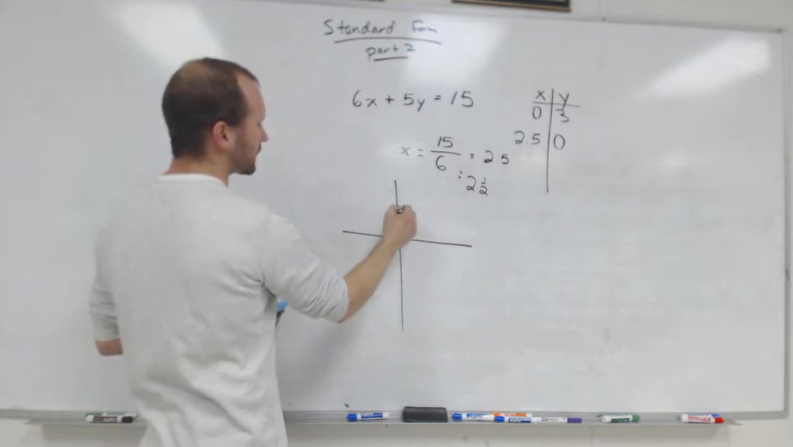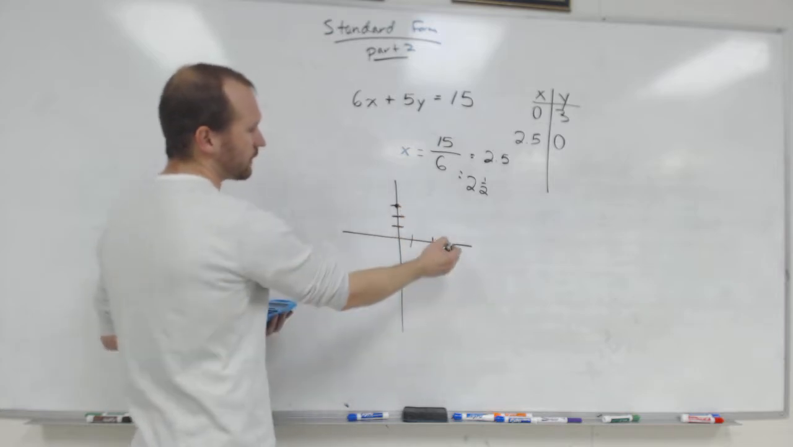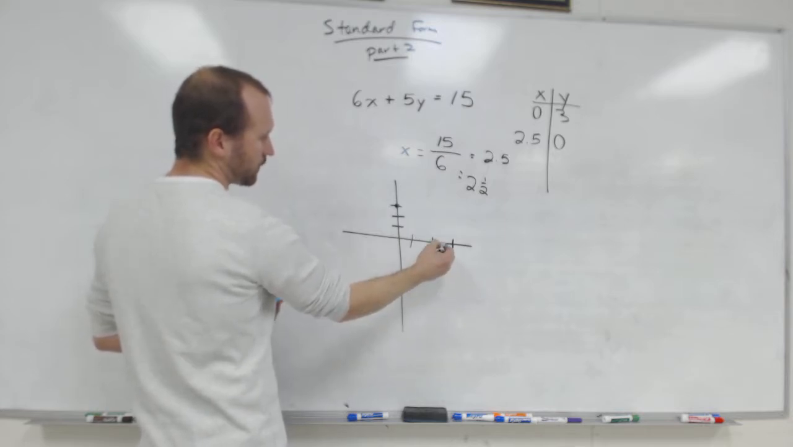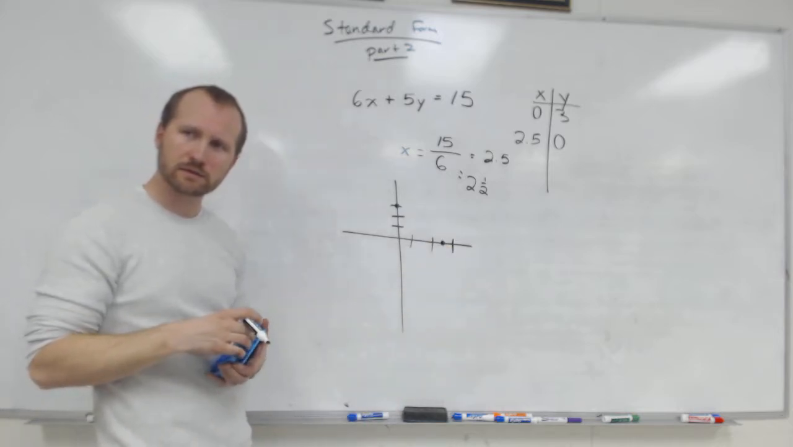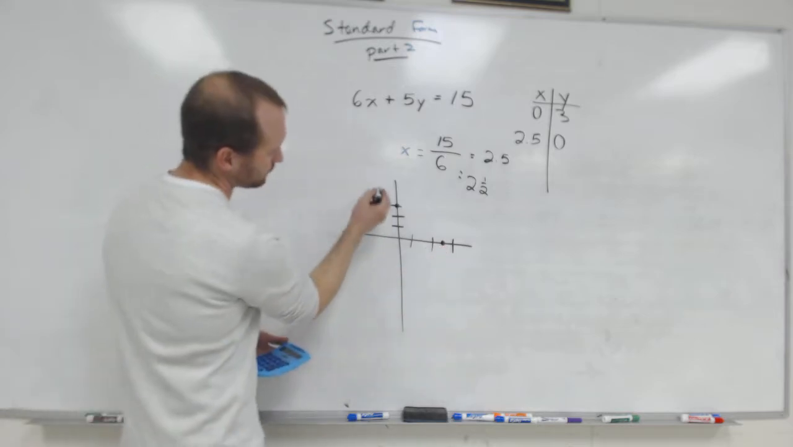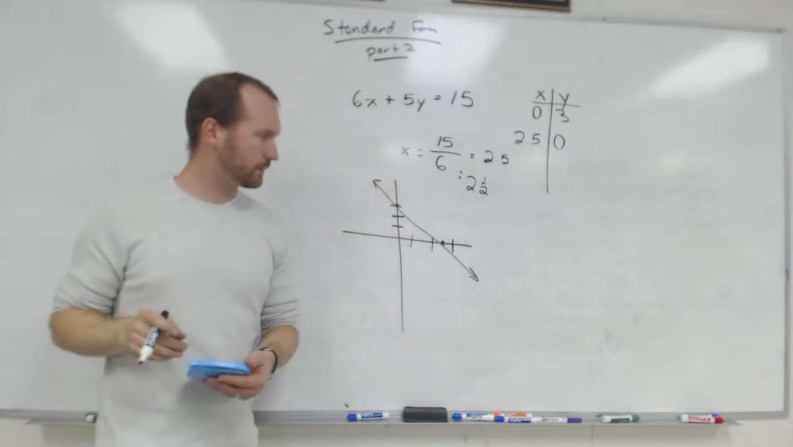So 0, 3 is going to be right here. And then 2.5 is exactly halfway between 2 and 3. So that point would be right here in the middle. Does that make sense? 2.5. Boom. Connect those with a straight line.